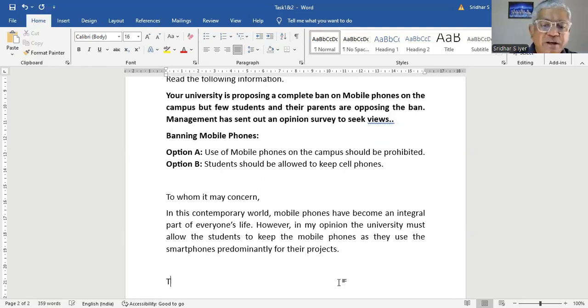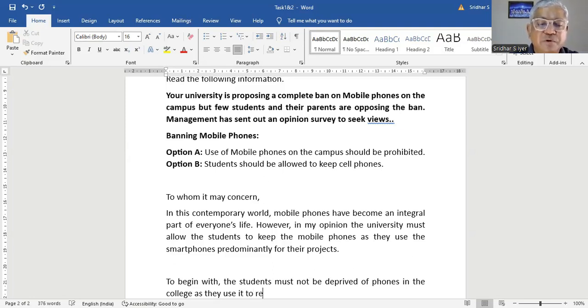Okay, then what? To begin with, the students must not be deprived of phones in the college as they use it to refer to, as they use it to refer the internet.